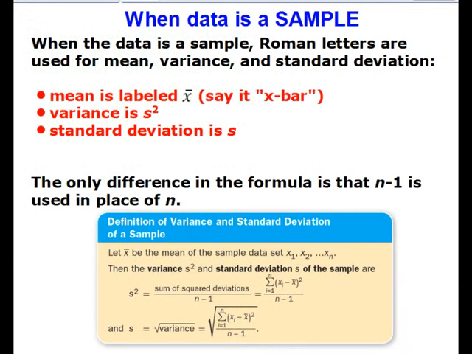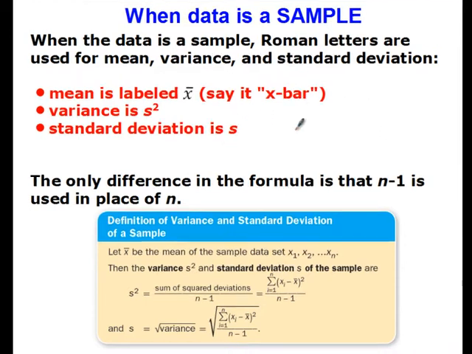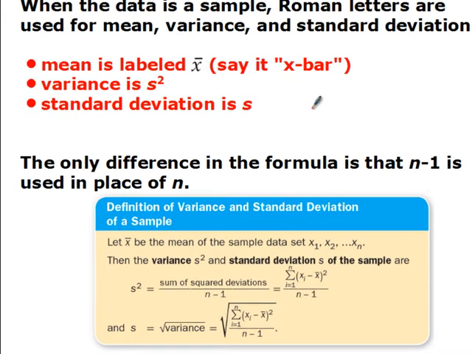So let's talk about when data is a sample. Instead of using Greek letters, we use Roman letters. Our mean is labeled as x bar, and it's still calculated the same way as mu is, it's just a different letter. Our variance now is s squared, and our standard deviation is s. The only difference between population and sample is what we divide by. In a population, we divided by n. With standard deviation and variance, we divide by n minus 1.